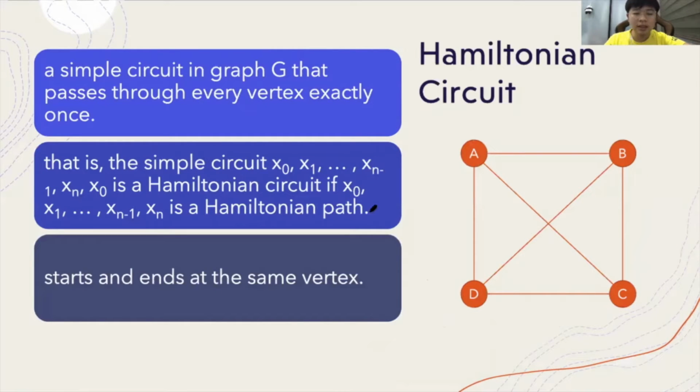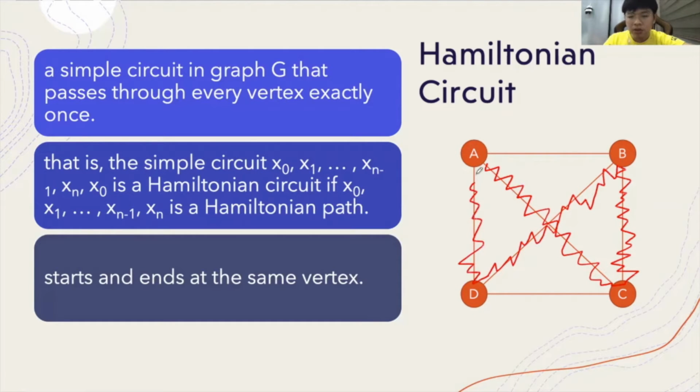So Hamilton circuit is actually a simple circuit in graph G that passes through every vertex exactly once and finally will go back to the original point, meaning to say the starting point and the ending point of the graph is at the same vertex. So it's like this. For example, when we start from A, I can go to C and go to B and go to D and back to A. So this is one of the Hamilton circuits in a Hamilton graph.